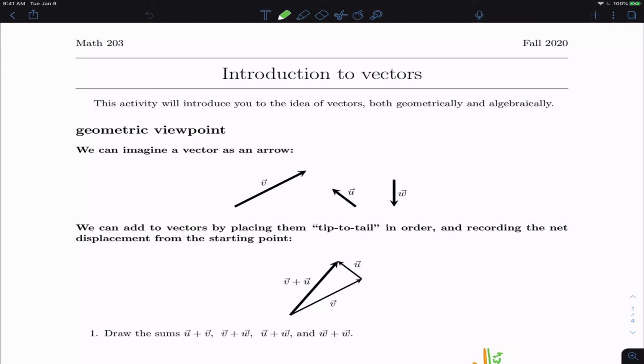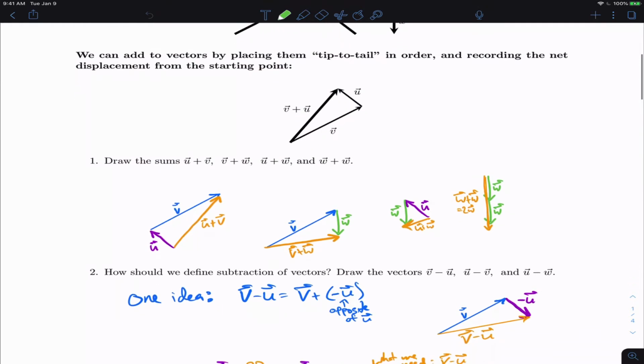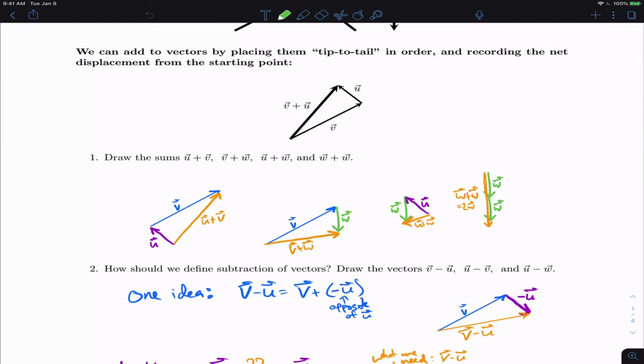Let's run through my solutions to the Introduction to Vectors worksheet. I think everyone I saw had these answers for the sums and the differences of vectors, but one thing I want to point out is that vector addition is commutative just like real numbers.